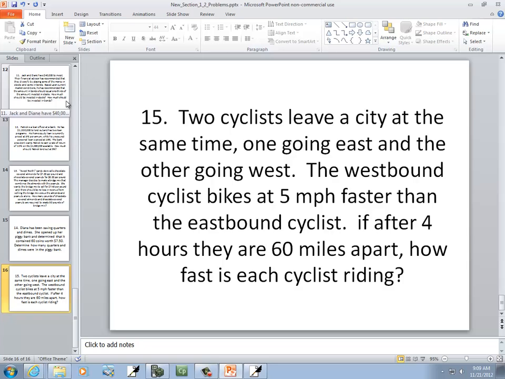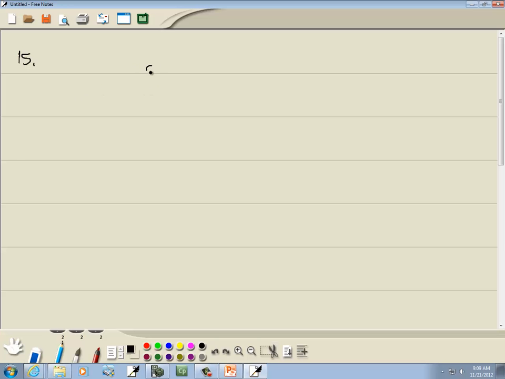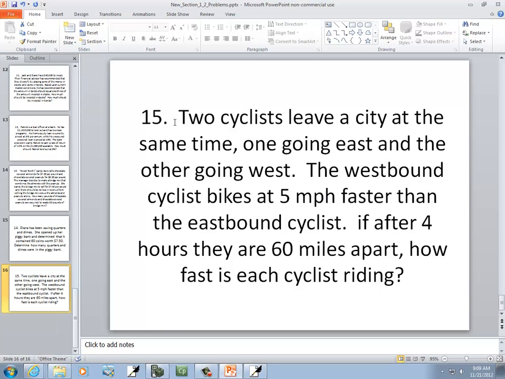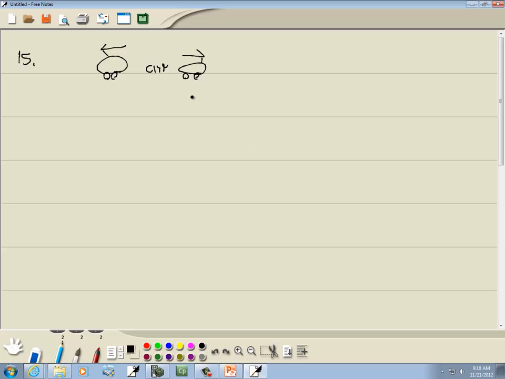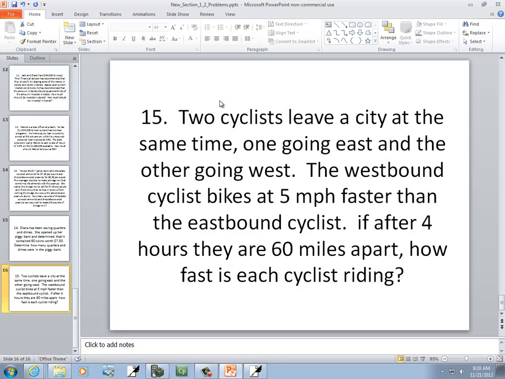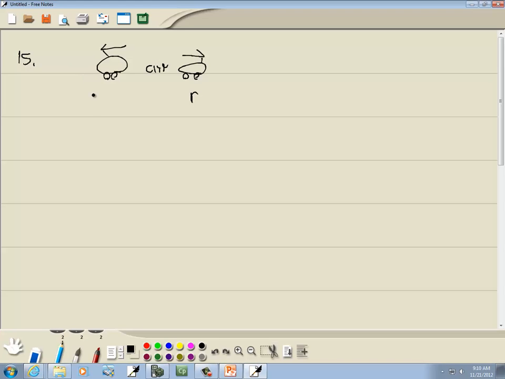Two cyclists leave a city at the same time, one going east and another going west. So here we have a cyclist going this way, and here we have a cyclist going that way. The westbound cyclist travels at 5 miles per hour faster than the eastbound. Well, if the eastbound's going R for rate, 5 miles an hour faster, this would be R plus 5.